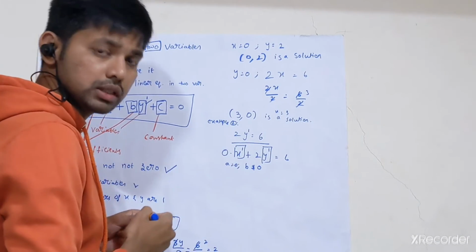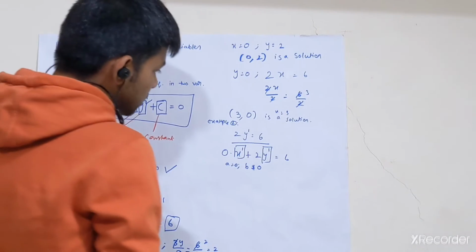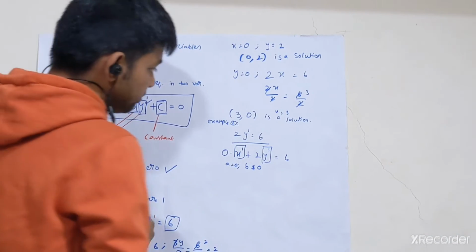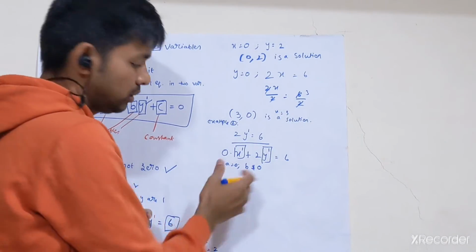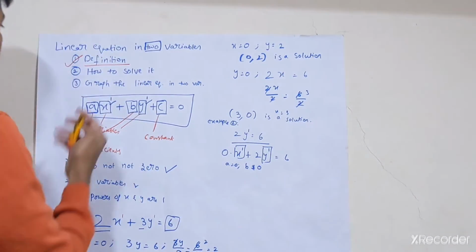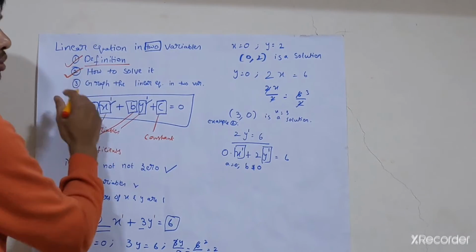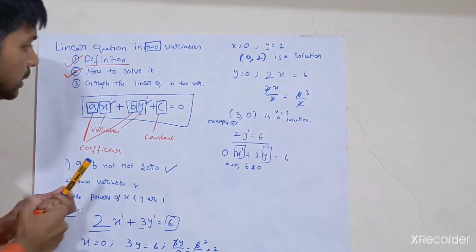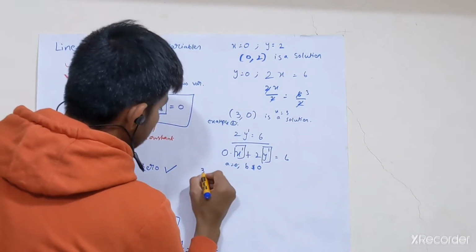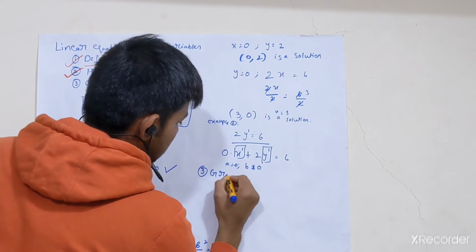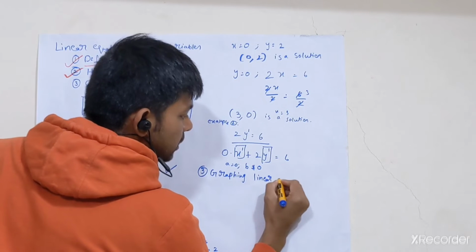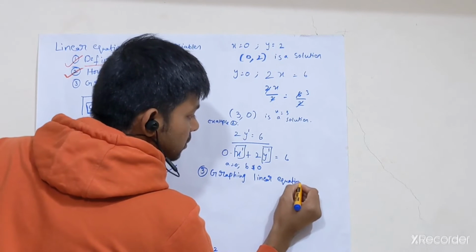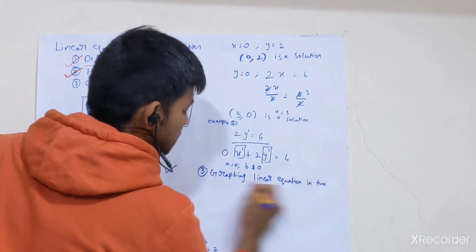If you want to solve this type of equation, then we will graph this equation, and then we will understand it better. So we have completed how to solve the linear equation, and then we will graph. Third one is graphing linear equation in two variables.